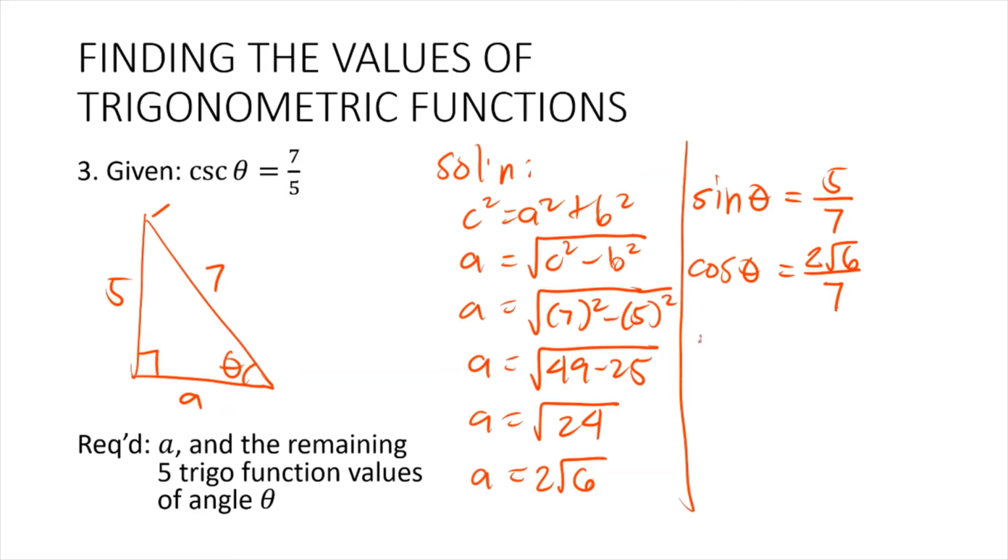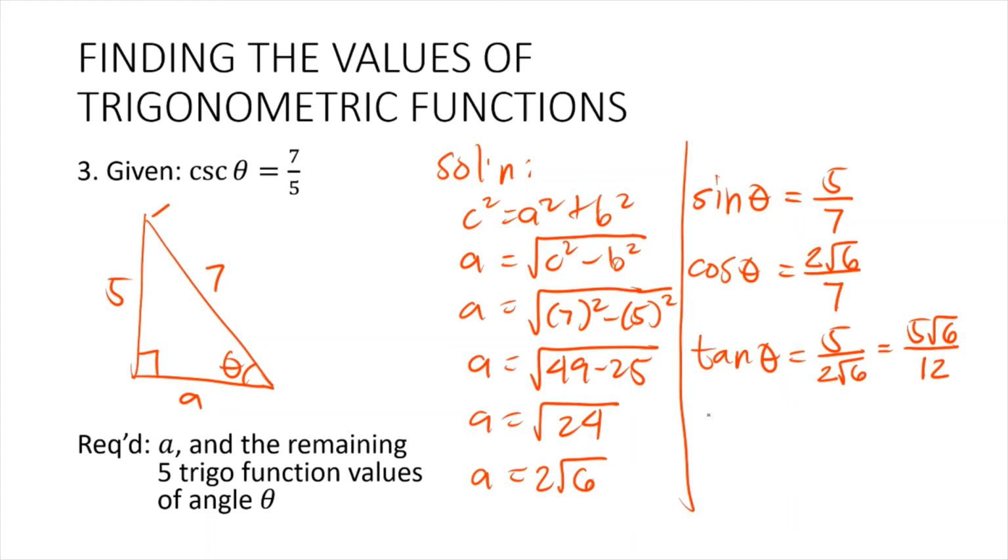Next, we have tangent. This is opposite side over adjacent. So 5 over adjacent. Adjacent in this case is A. A is 2 square root of 6. So 2 square root of 6. Simplify, rationalize. This is equal to 5 square root of 6. Square root of 6 times square root of 6 in the denominator will result to 6. So 6 times 2, that would be 12. Okay.